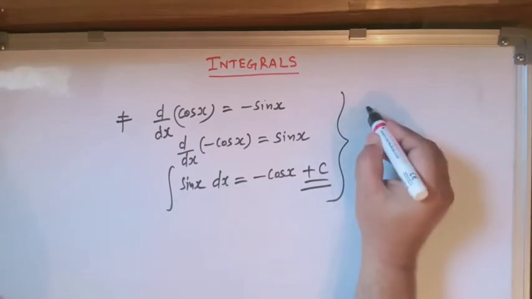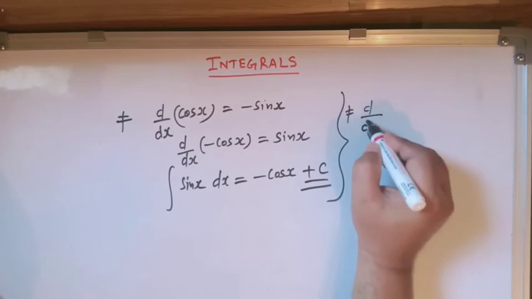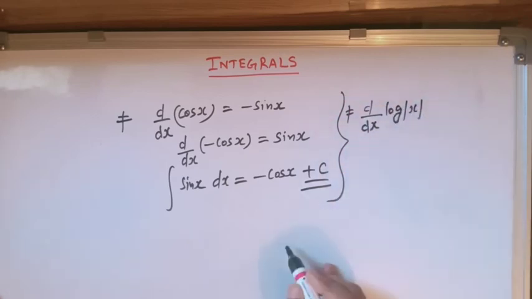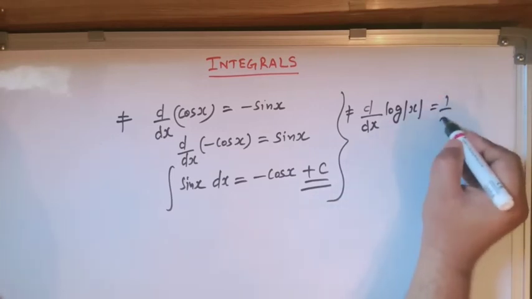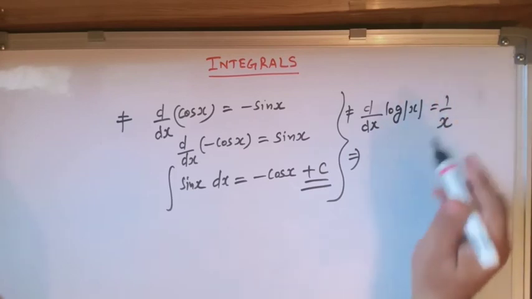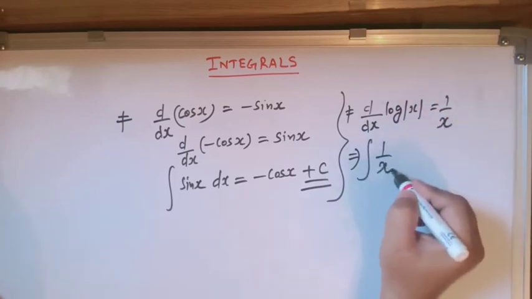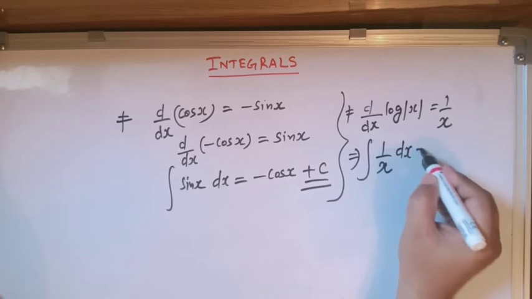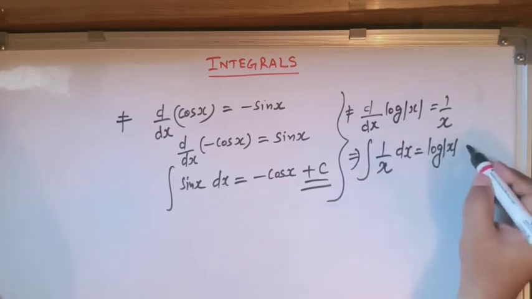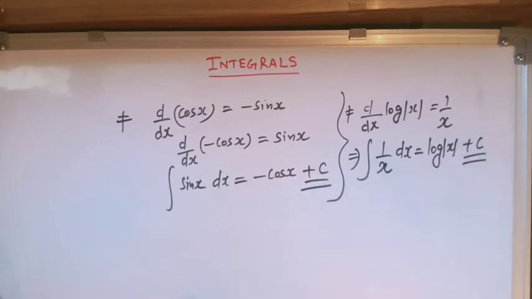Viewers, we have the derivative of log of x is equal to 1 over x. So this implies that the integral of 1 over x dx can be written as log of mod of x plus c. Clear?